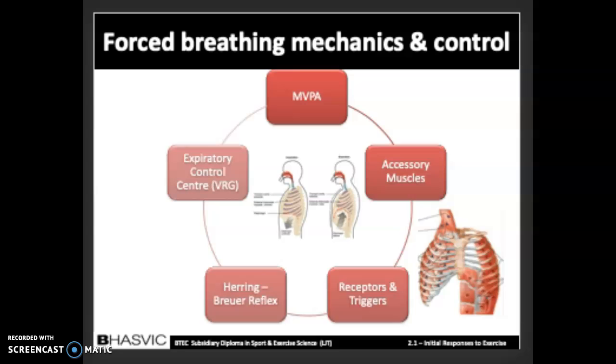However, when active expiration occurs, the external intercostal muscles relax with the aid of accessory muscles like the anterolateral abdominal wall and the innermost and internal intercostal muscles. All of these accessory muscles help to decrease the volume inside the lungs by forcing the ribs in and down, and the anterolateral abdominal wall increases abdominal pressure, leading to the diaphragm being pushed upwards into the thoracic cavity.